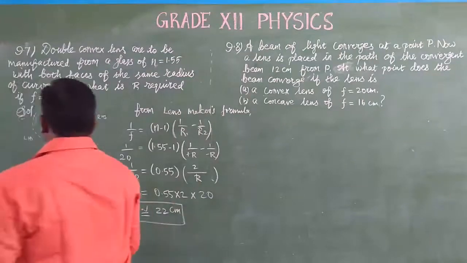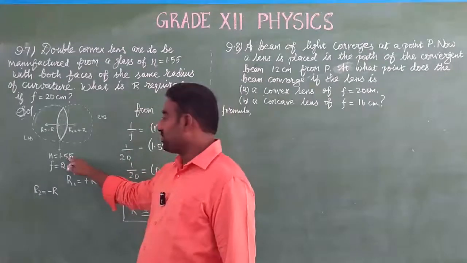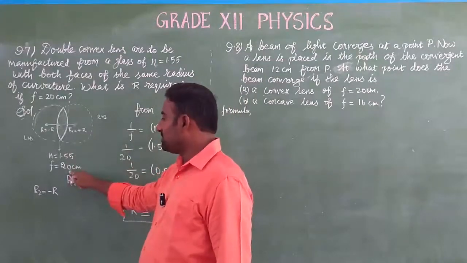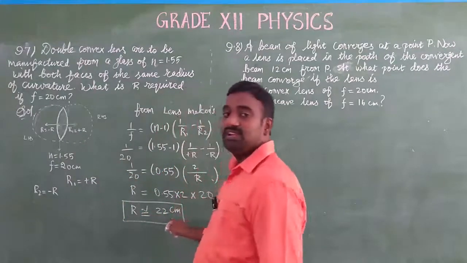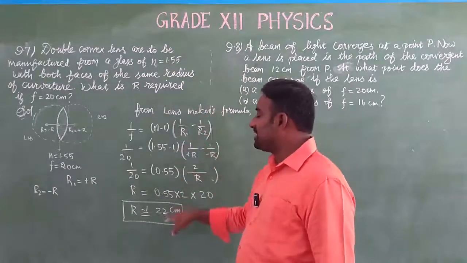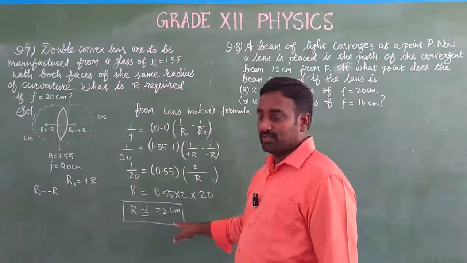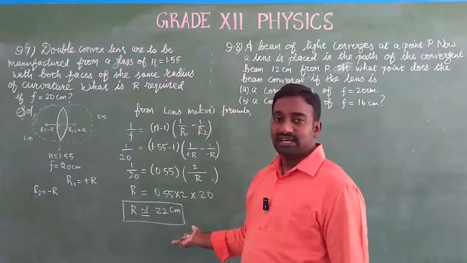So if the double convex lens is made up of glass of refractive index 1.55 having the focal length 20 centimeter, then the radius of curvature would be 22 centimeter. So lens maker's formula is used to calculate the radius of curvature also. By knowing the refractive index and the focal length, we can determine the radius of curvature.